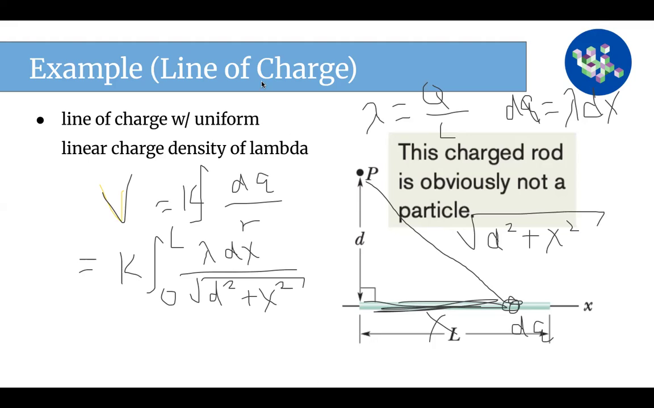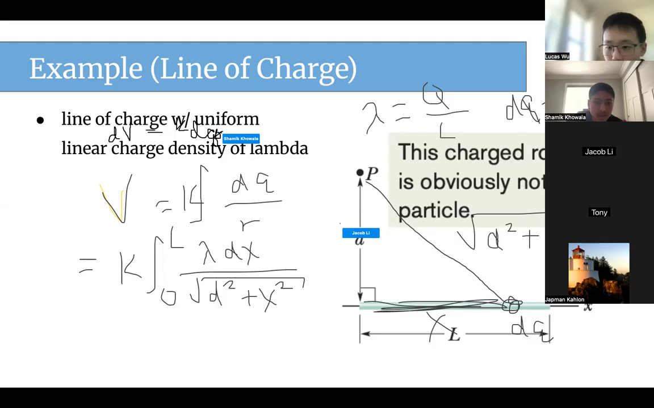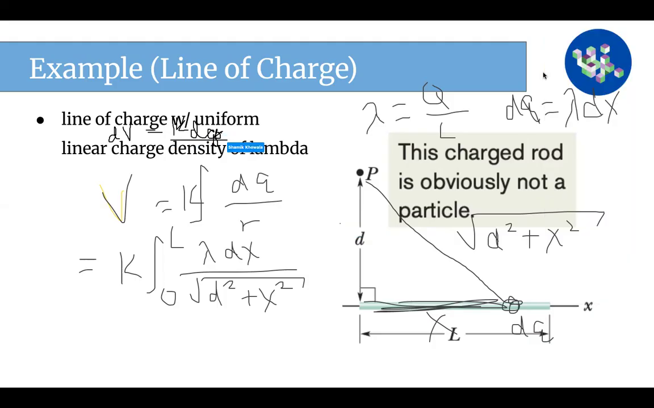Yeah, good job. Does everybody get that? So he basically had dv equals k dq over r. So then he got V equals k integral dq over r.